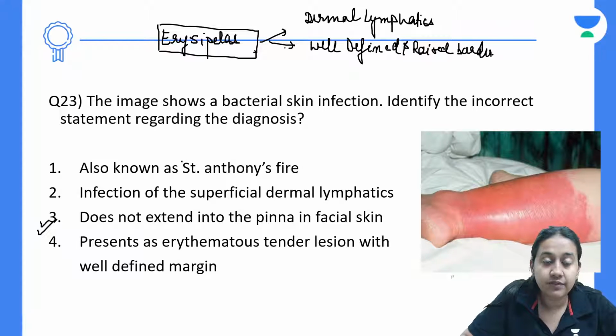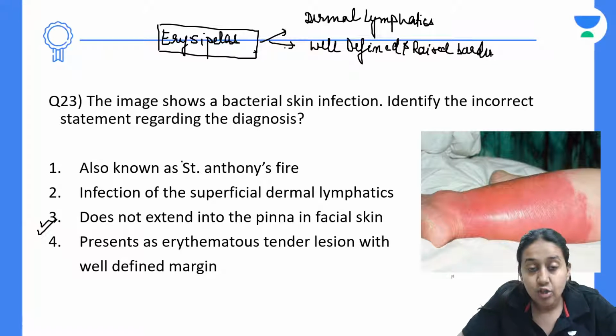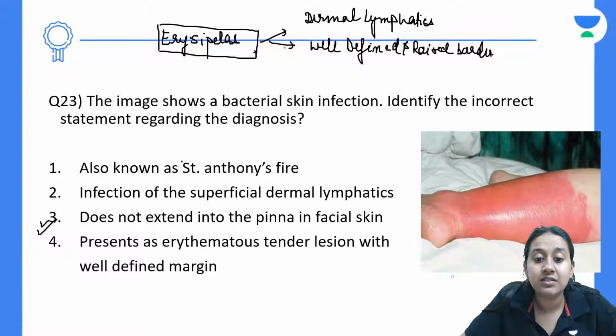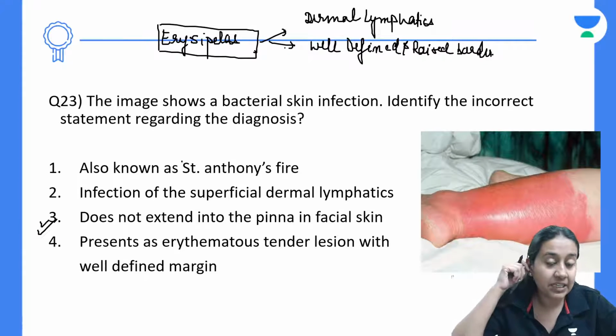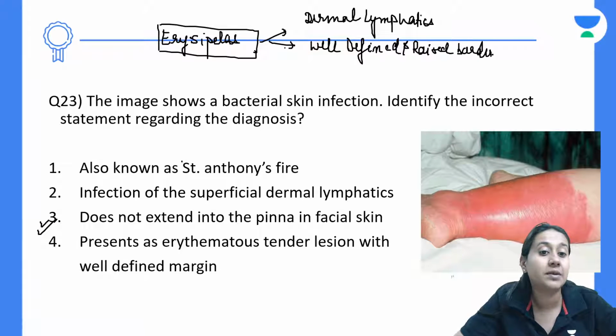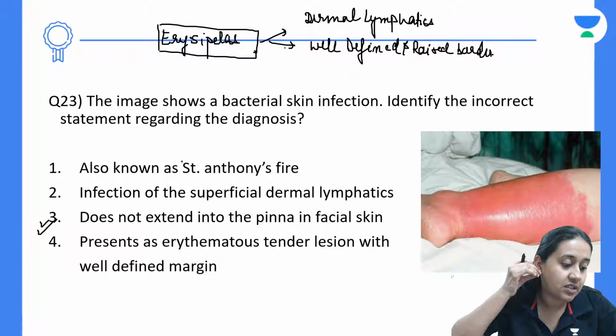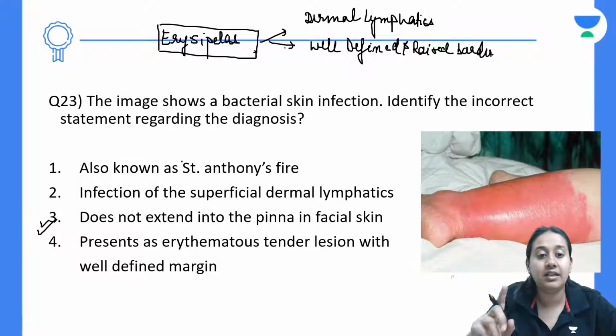Sometimes you get confused between erysipelas of the face and cellulitis of the face. To differentiate them, look at the skin of the pinna. If the pinna is involved, it is always erysipelas, because the ear pinna has a dermal component but no subcutaneous tissue. In cellulitis the inflammation is of the subcutaneous tissue, but in erysipelas the infection is of the dermal component, so you will see involvement of the pinna.